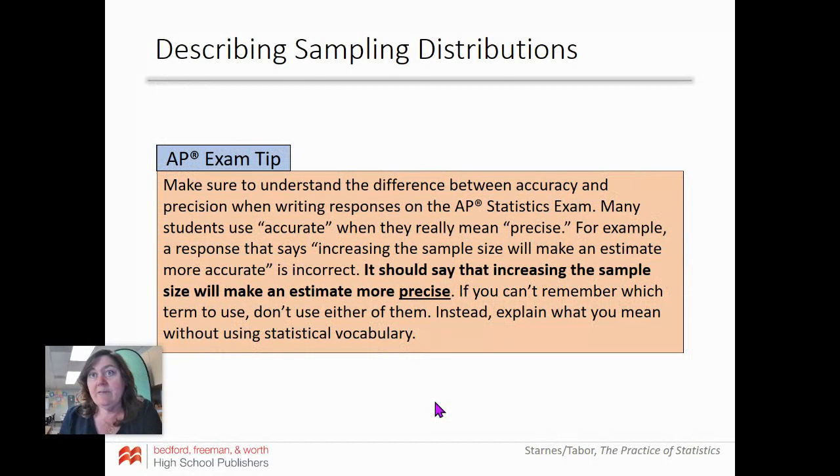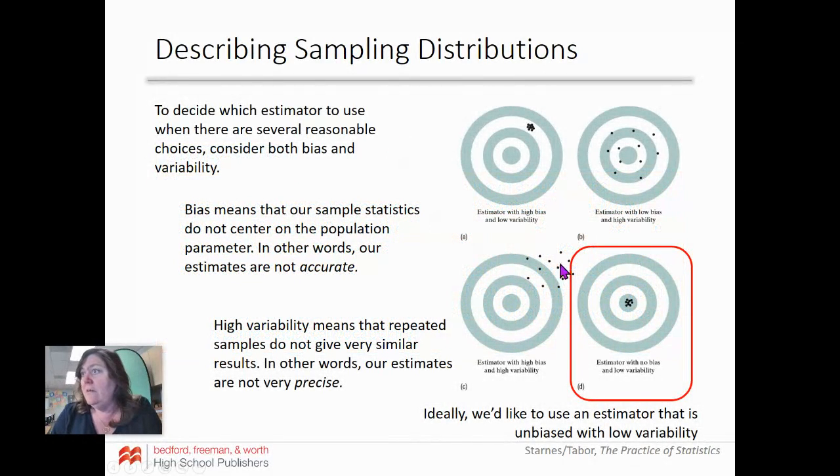There is an exam tip given in your textbook, and I added it in here because I think it's pretty important. We have to be careful how we use accurate and precise. Accurate means being correct, like being on or around the true proportion or the true mean. If we're around it, we are accurate, but we're just not very precise. The target that was way off base is not accurate and not precise at all. Here we have accurate and precise.